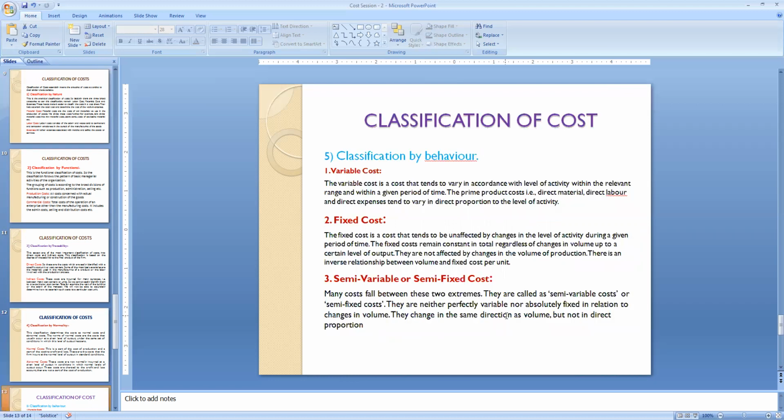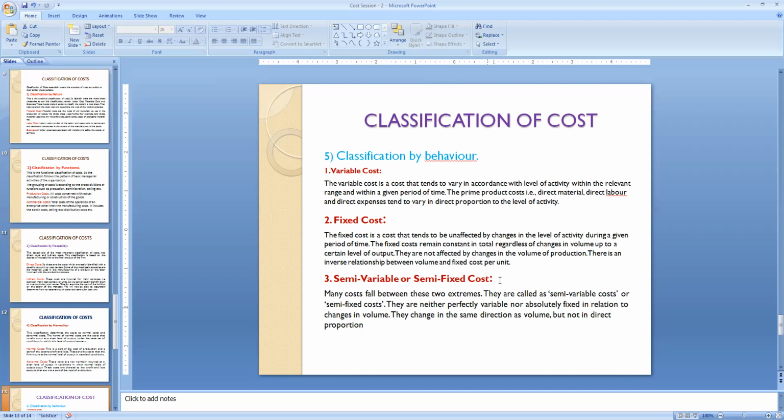And the last category is the classification of cost on the basis of behavior. We see three types of cost: variable, fixed, and semi-variable cost. What is variable cost? It is the cost which tends to follow the level of activity, or which varies directly with the level of output. These variable costs are also known as direct cost. For example, direct materials, direct labor, direct expenses, and variable overheads. When the expenses increase directly in proportion to the level of activity, that is called variable cost.